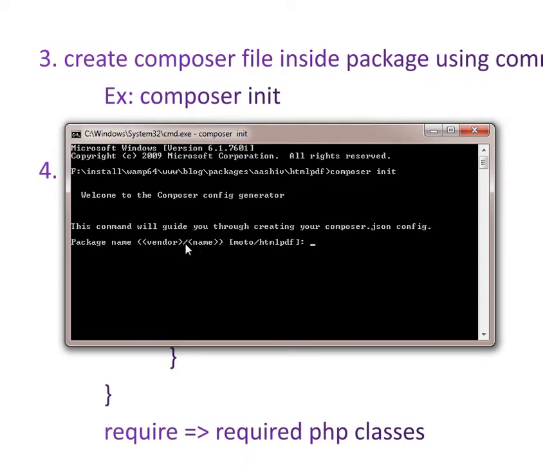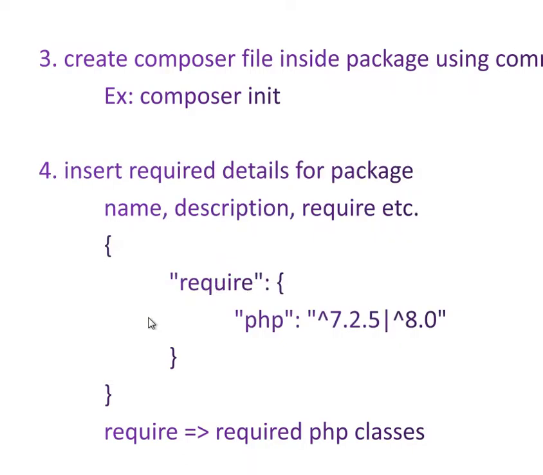like the vendor name and package name, and other details like description and require parameters. Suppose we have to use PHP 6 version for this specific package, and PHP 6 is required, then we have to mention it here. Using within this package, these dependencies are followed everywhere in all projects where we can use it, like an adapter.